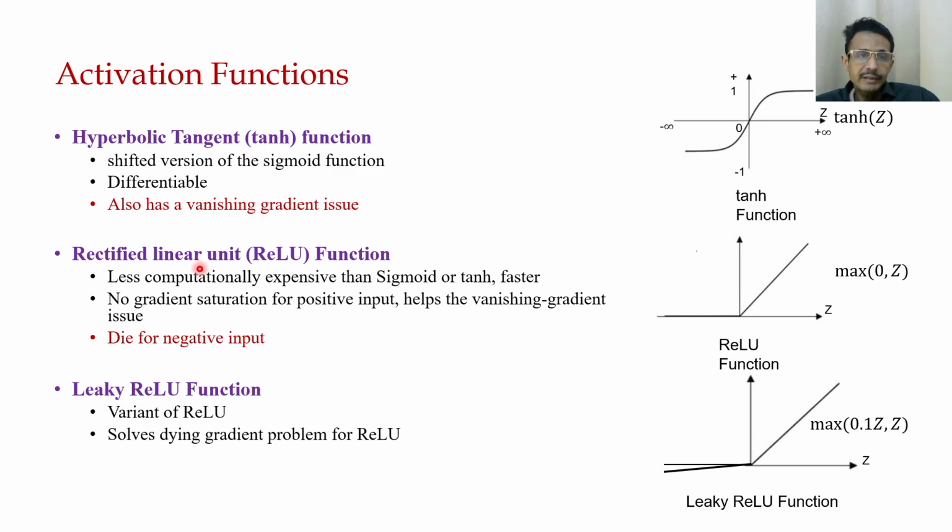Now the next one is the rectified linear unit, popularly known as the ReLU function. It is less computationally expensive than sigmoid or tanh, but it dies for negative input, because if the input is less than 0, the output is just 0. But there is no gradient saturation for positive input. So with positive input, it does not have the vanishing gradient problem. Another most frequently used one is leaky ReLU. It is a variant of ReLU and solves the dying gradient problem of ReLU. In that sense, it is useful.